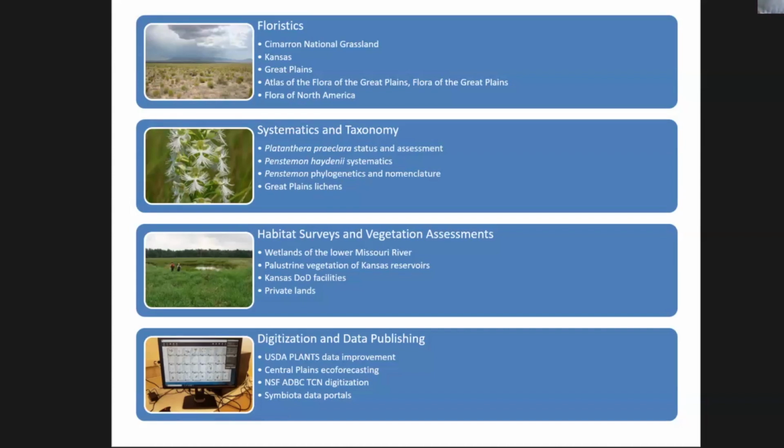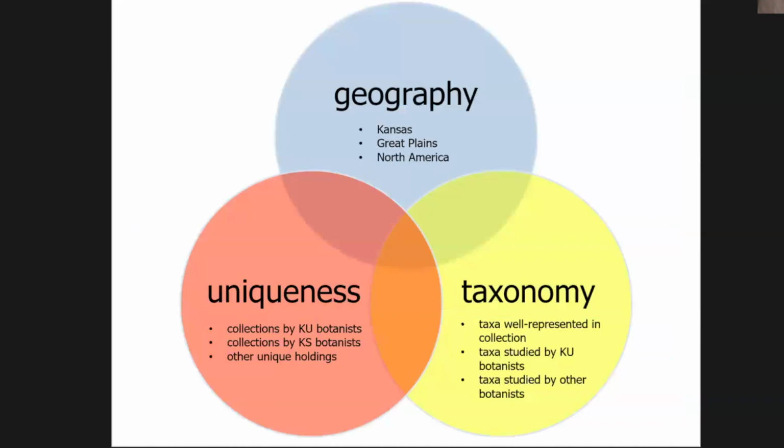In the last 15 to 20 years, we spent a lot of time doing digitization and publishing the information, and I kind of want to elaborate on that portion of the activities. We prioritize the material that we're working on by these 3 criteria: geography, taxonomy, and uniqueness. So basically what we're doing is we're looking at things that were collected in Kansas and the Great Plains. We're looking at things that are well represented in the Plains region, and we're looking at things that were collected by KU botanists or Kansas botanists. And those tend to result in a lot of unique records that otherwise are inaccessible in other parts of the world.